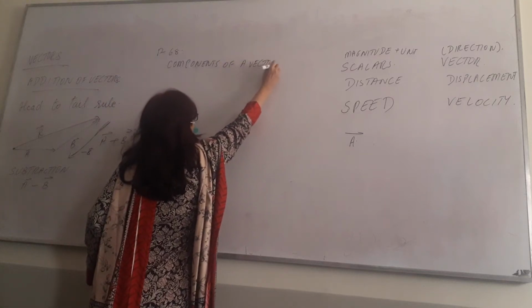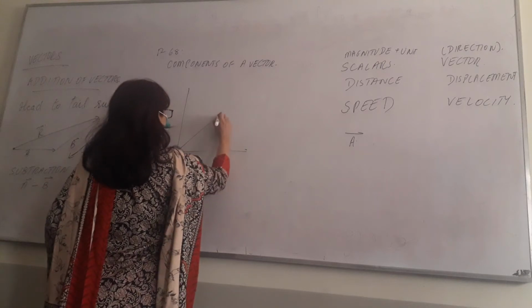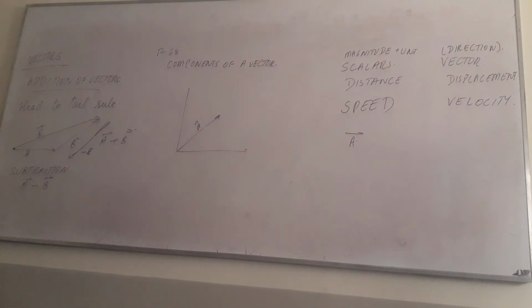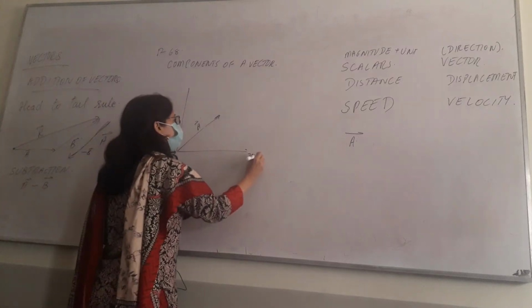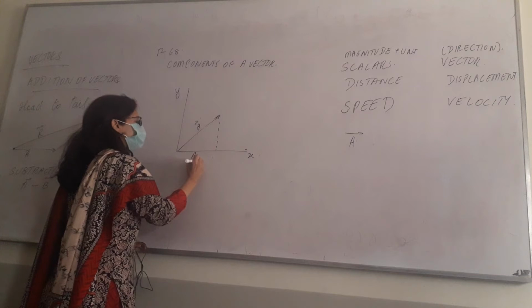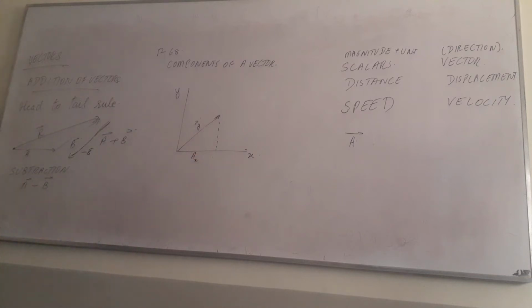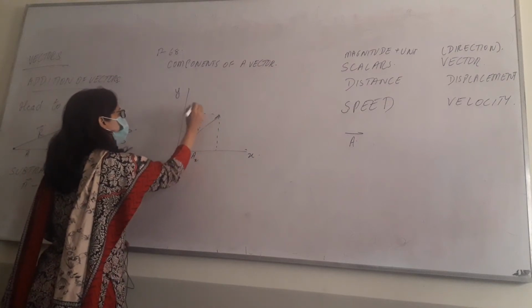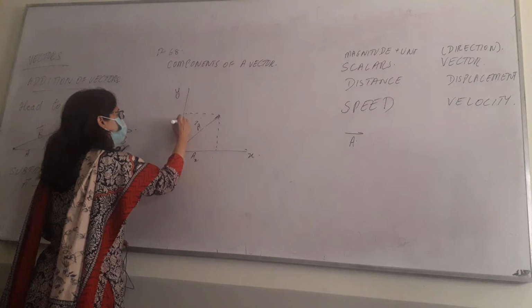When we are talking about components of a vector, for example, if we have a vector A like this, we know that we can make as many components as we like, but generally we talk about the rectangular components, which are the components along the x direction and along the y direction. So if this is the x axis, this is the y axis, we drop a perpendicular on the x axis, and this is known as the x component of the vector A, right? And we draw a perpendicular to the y axis, and this is known as the y component of the vector A.